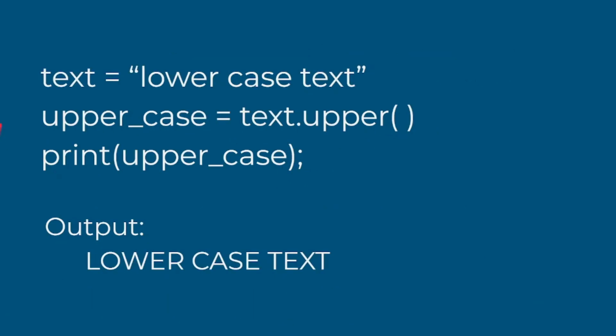Let us see an example. Here we have declared a variable text and we have assigned a string which contains all the letters in the lowercase to that variable. Then we have applied upper method to the source string, that is text. Then the returned string will be stored in the variable uppercase, and finally we are printing the variable uppercase. And you can see the output here. All the characters in the string has been converted to uppercase.